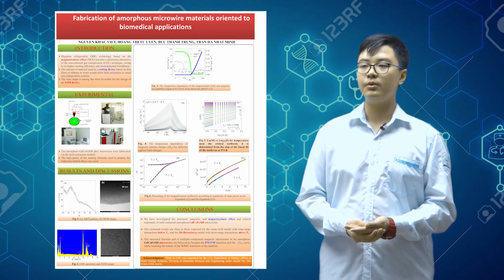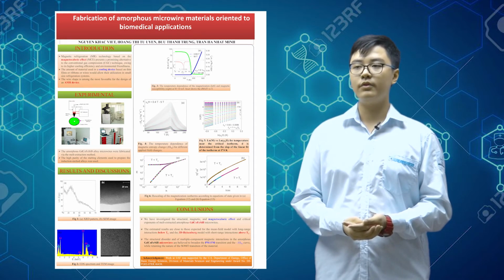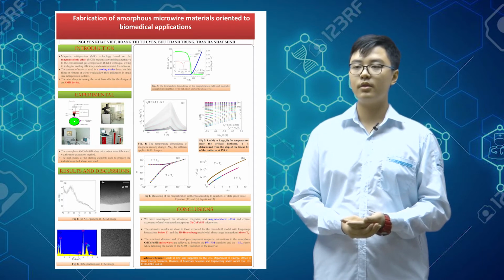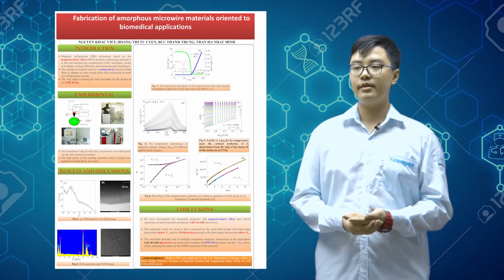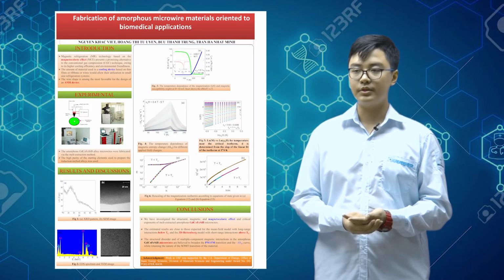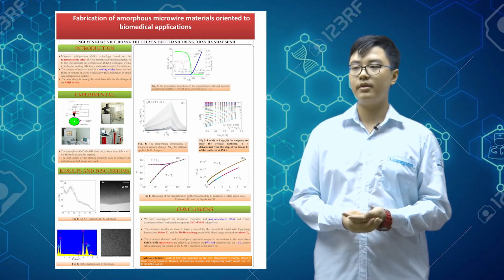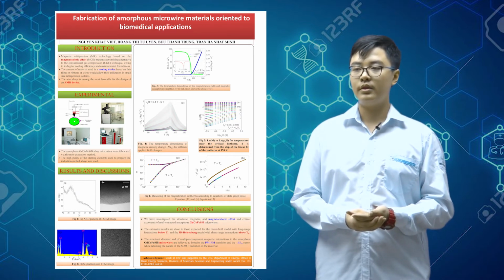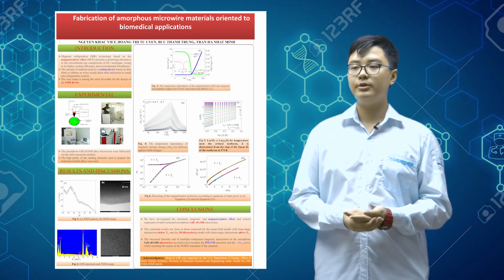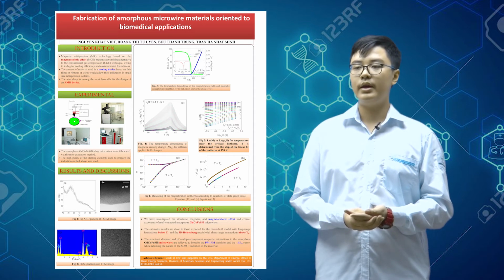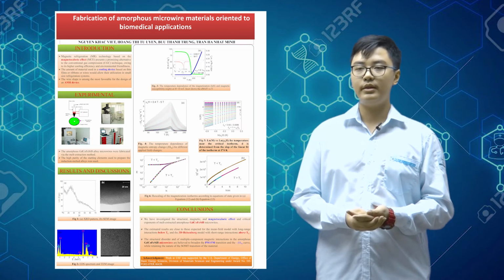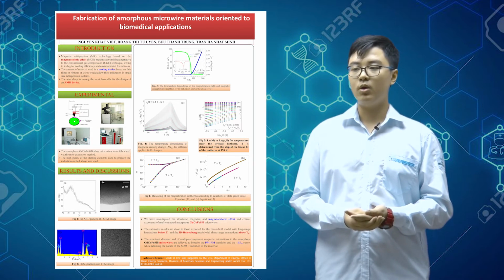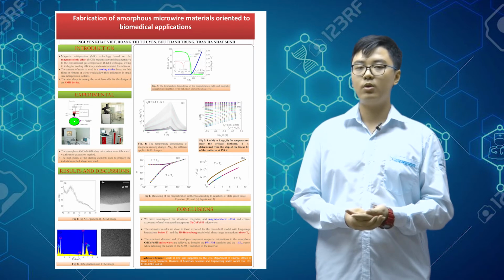Contrary to bulk materials, the amount of material used in a cooling device based on thin films, ribbons or wires will allow their utilization in small-sized refrigeration systems. In addition, the wire shape is among the most favorable for the design of an AMR device, owing to the increased surface area to volume ratio that provides a high heat transfer between the magnetic refrigerant and the surrounding heat transfer liquid. The main aim of our work is to study the fabrication of amorphous microwire materials oriented to biomedical applications.